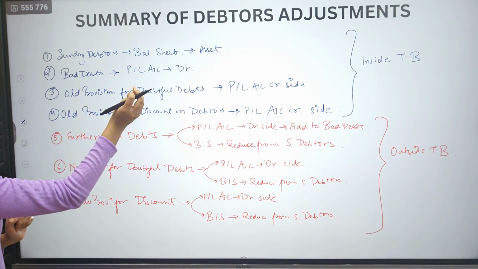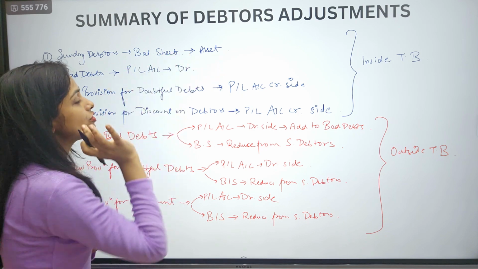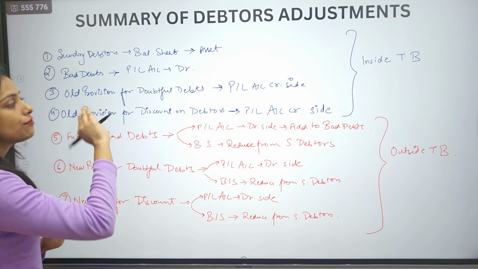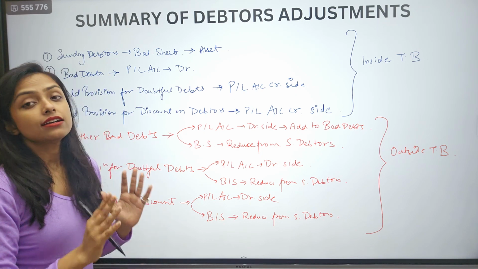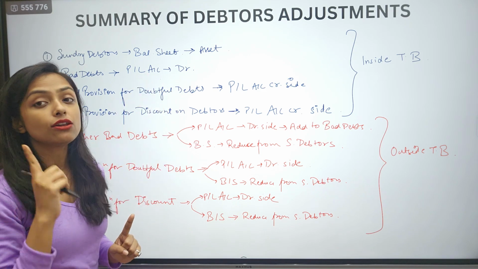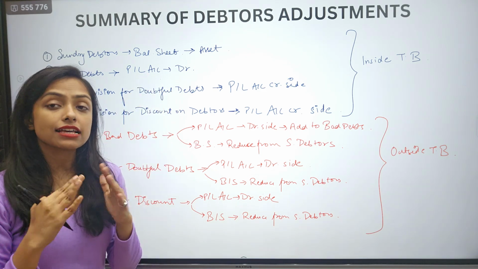Pick sundry debtors from the trial balance, place it into the balance sheet on the asset side. First step. Second, find bad debts. If there are any bad debts inside the trial balance, you are going to place them on the profit and loss account's debit side as a loss.